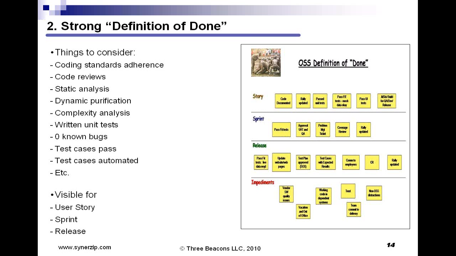Number 2, way to prevent technical debt: embrace a strong definition of done within your organization. If you don't already have one for your project, start by choosing 2 or 3 of these things, such as coding standards, peer code reviews, static analysis, test-driven development, written unit tests, zero bugs, etc. Choose a few of those and just get started with a definition of done.